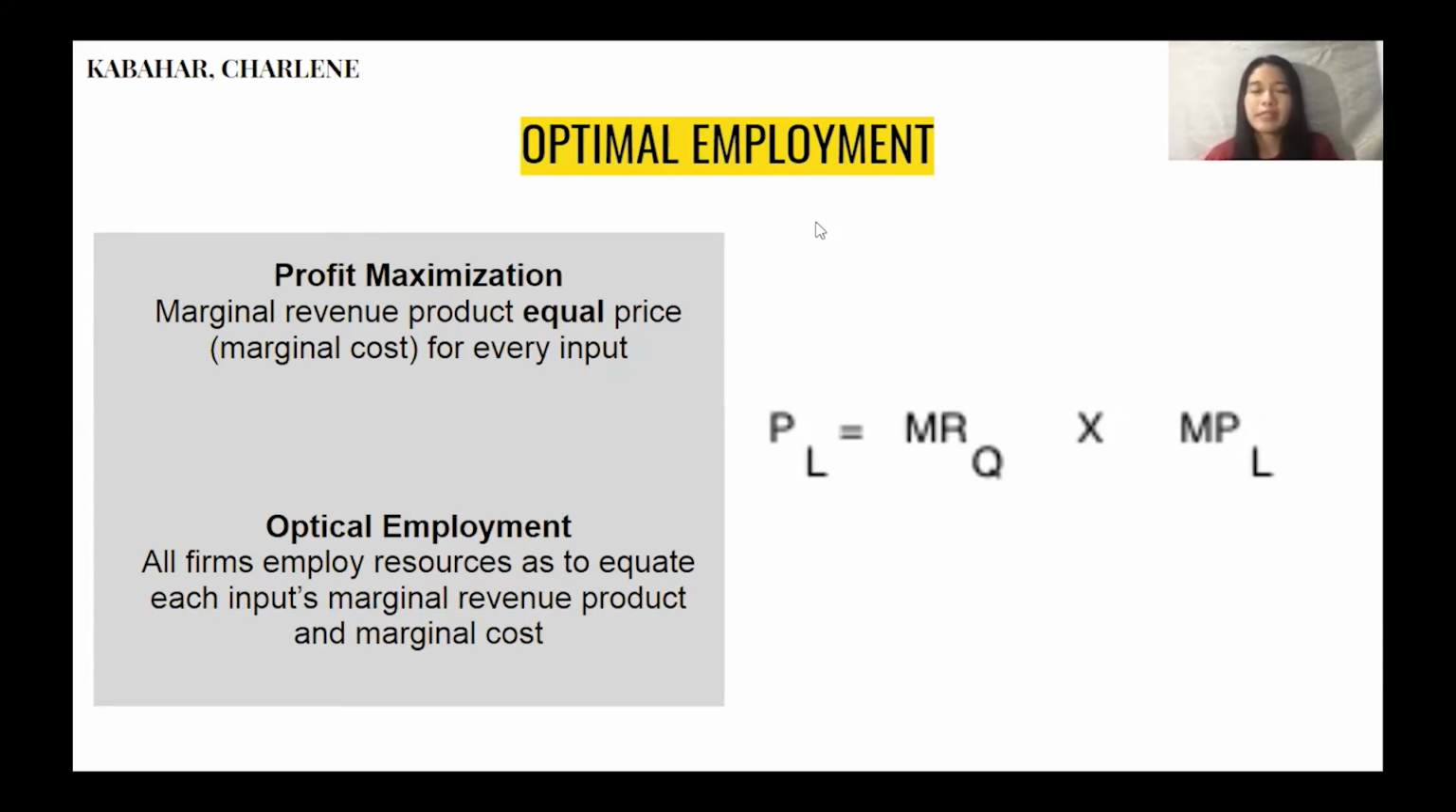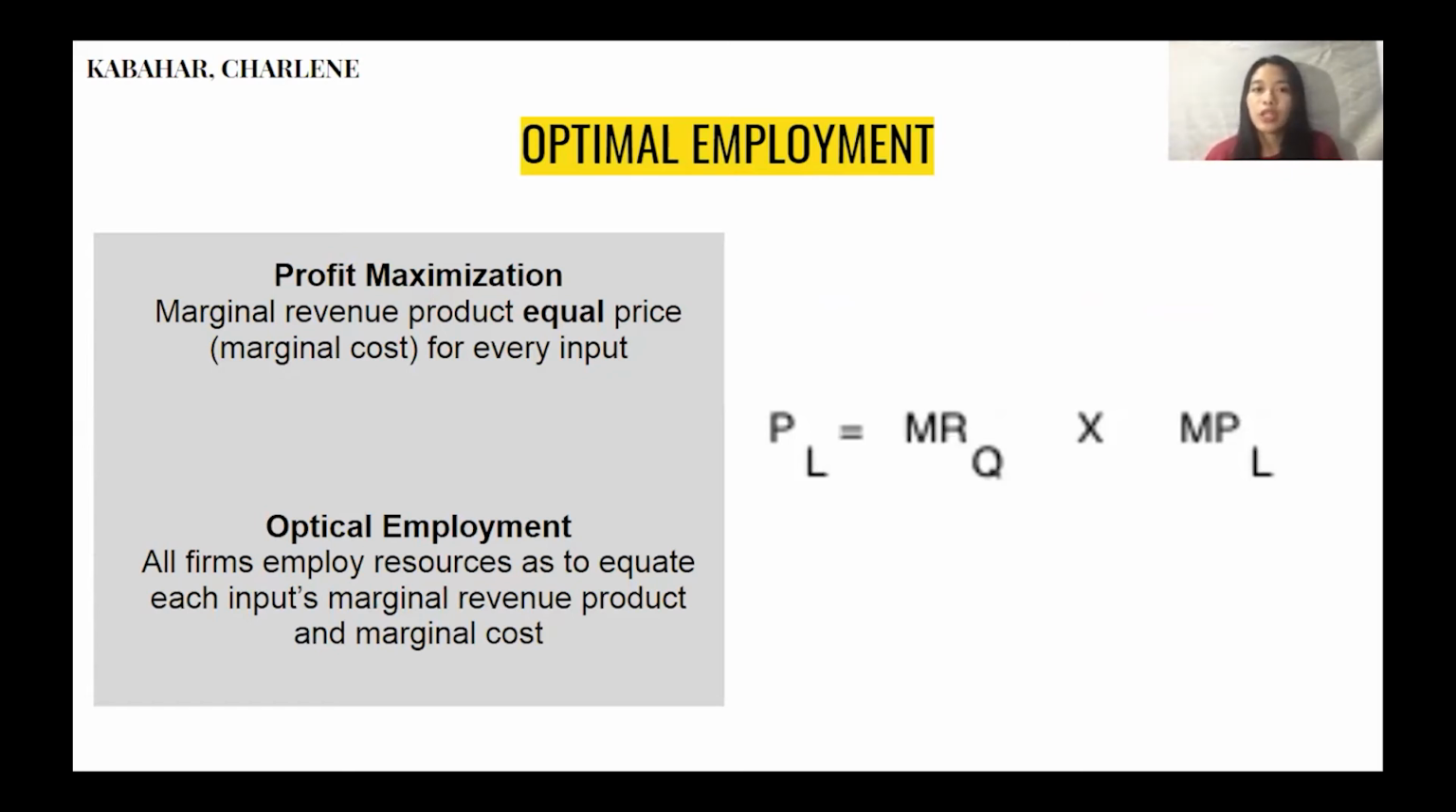So in profit maximization, it must be remembered that marginal revenue product is equal to the price or the marginal cost for every input. This is because it is not efficient for a firm to pay its workers more than it will earn in revenues from their labor. So, if a marginal revenue product exceeds the cost of an input, profits could be increased by employing additional units.